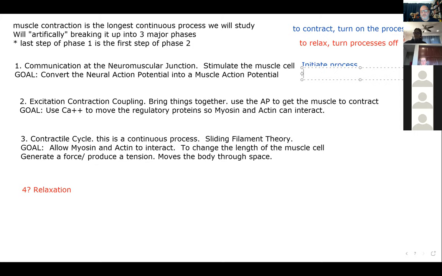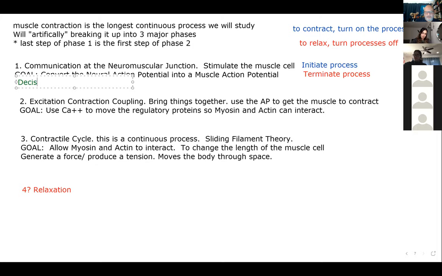Does that go back to the communication portion of it? Yeah, because when I make the decision to contract the muscle, I have to make the decision again to relax the muscle. So it all starts with the decision. You've absolutely got the right idea. The very first step of both of these is mental. You have to make the conscious decision that you want to contract the muscle, and that's where all of this is going to begin. It's going to start first with that decision.